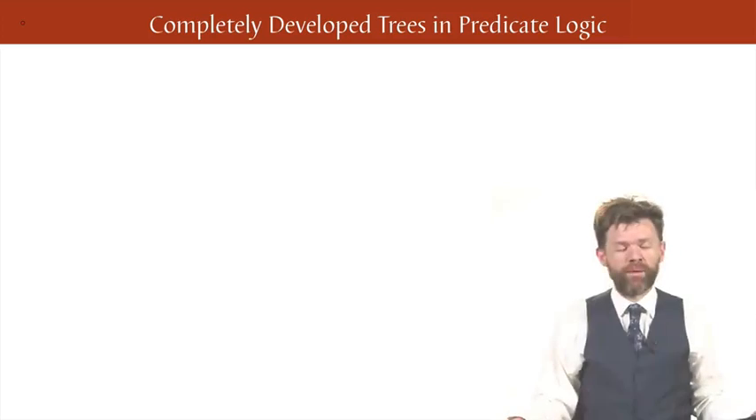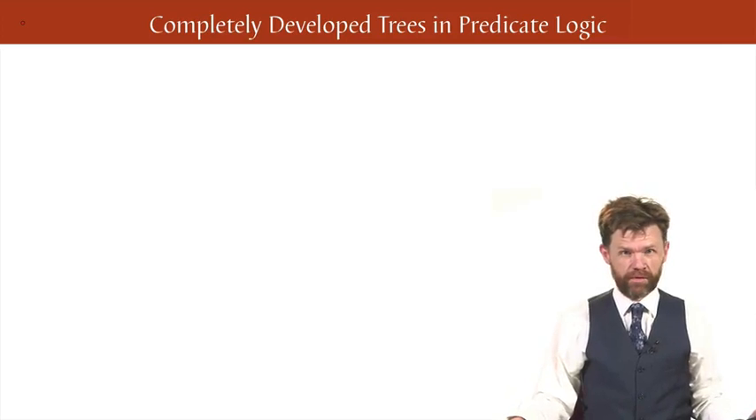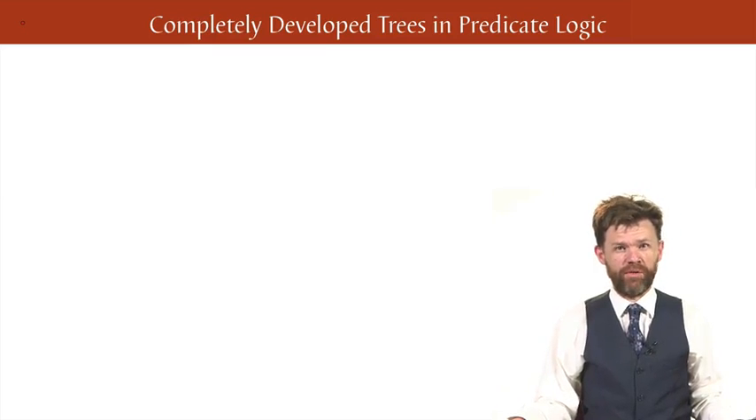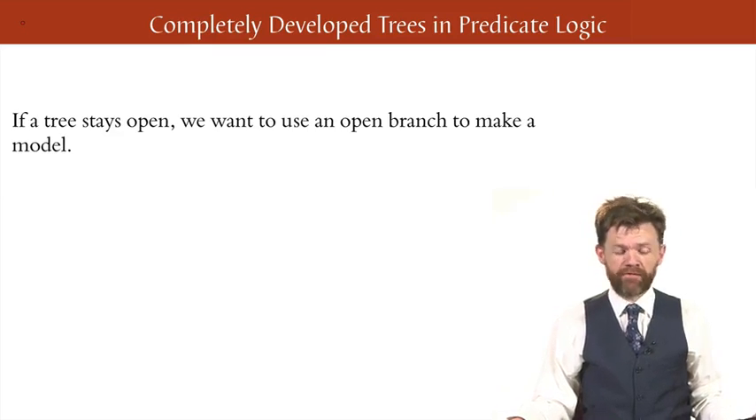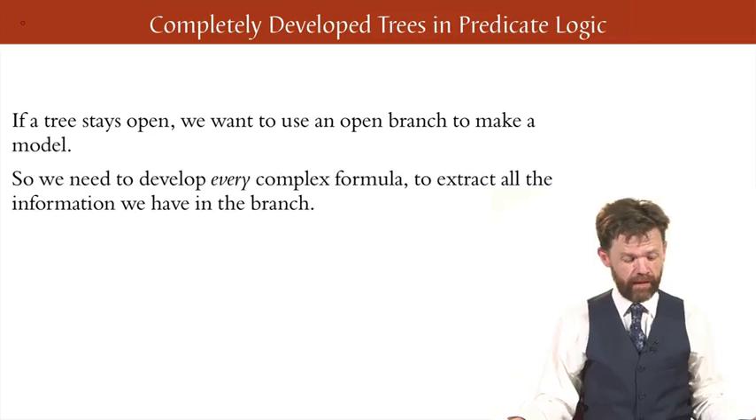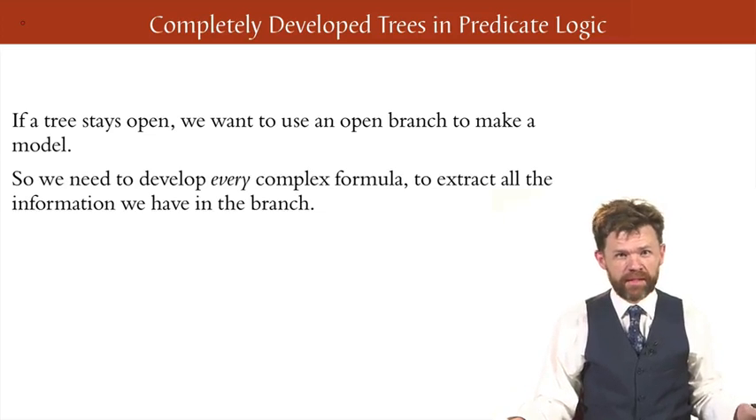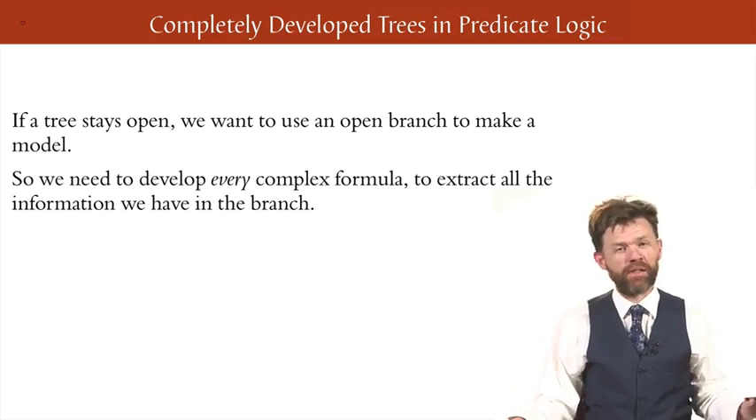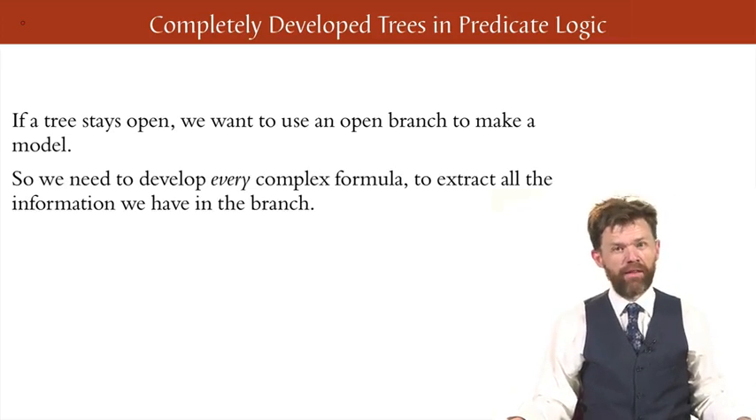Things get more complicated when we look at the specifics of the quantifier rules. If a tree stays open, we want to use that open branch in the tree to make a model. And for that, we need to make sure that there's no hidden contradiction in the formulas in the tree. We need to develop every complex formula to extract all of the information, because that's how trees work. Now, this is straightforward for the propositional connective rules, for things like conjunction, disjunction, the conditional, the biconditional or double negation. You just make sure that each of these rules have been applied and you're done.